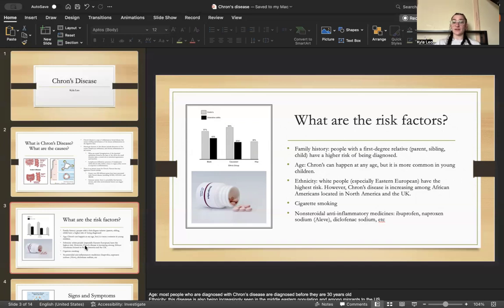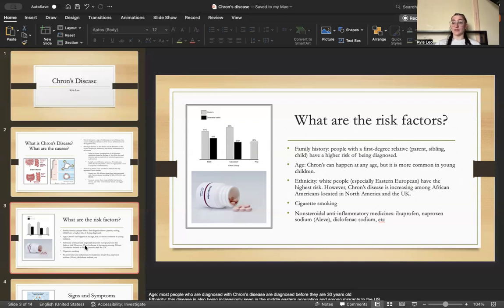When it comes to ethnicity, white people, especially Eastern European people, have the highest risk. However, Crohn's disease is increasing among African Americans as well, located in North America and in the UK. This disease is also being increasingly seen in the Middle Eastern population and among migrants in the US.